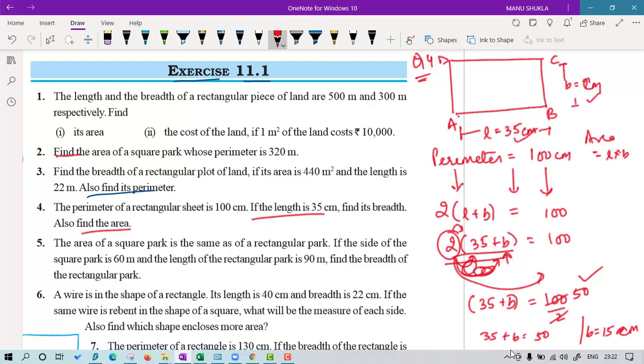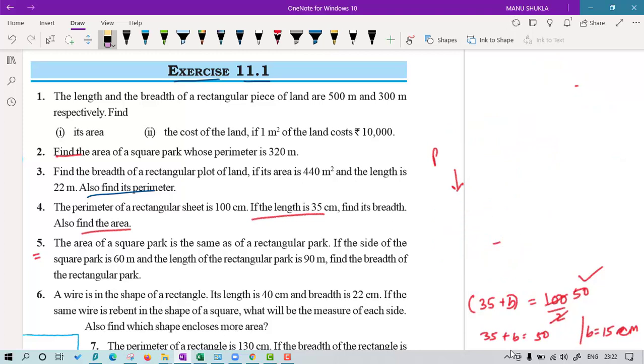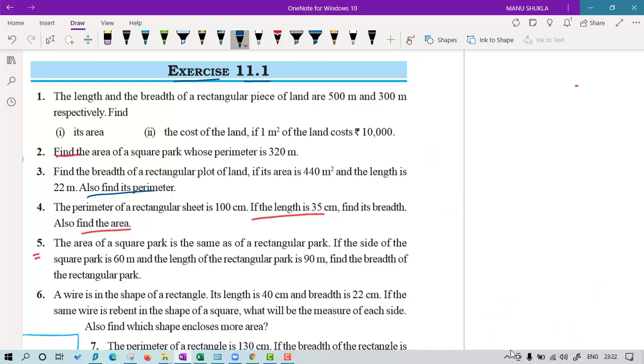Question number 5. Let's see, just 1 second. Just a second, let me erase this. Okay, question number 5. The area of a square park is same as of a rectangular park. So now we have two figures in comparison, a square park. So let's draw a square and a rectangular park like this.